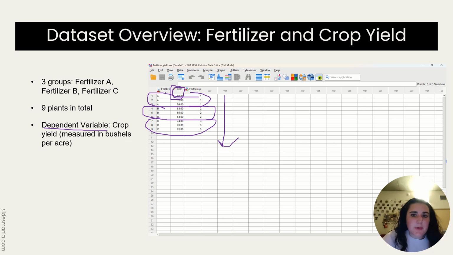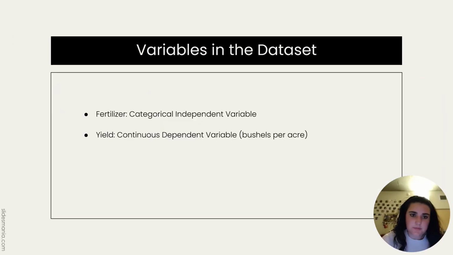This simple setup is perfect for a one-way ANOVA because it has one categorical factor and one continuous outcome. Now we're going to go into classifying variables, which is critical in any analysis. Fertilizer is the independent variable, or factor, while yield is the dependent variable, or continuous response. You need to remember that if we confuse them, or SPSS labels them incorrectly, the analysis will fail. Always double check variable types before running anything.